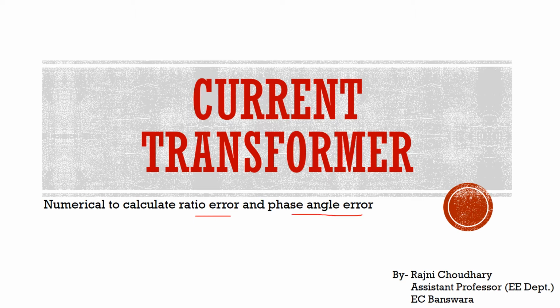Before starting the numerical, it's recommended that you should go through current transformer very well. The construction, the working, the principle of current transformer need to be studied. Also, the various errors like ratio error and phase angle error that occur in current transformer need to be studied too, so that you are well aware about the parameters used here to solve the numericals. Although a brief knowledge about the ratio error and phase angle error is given, it's recommended that you should go through these errors in detail.